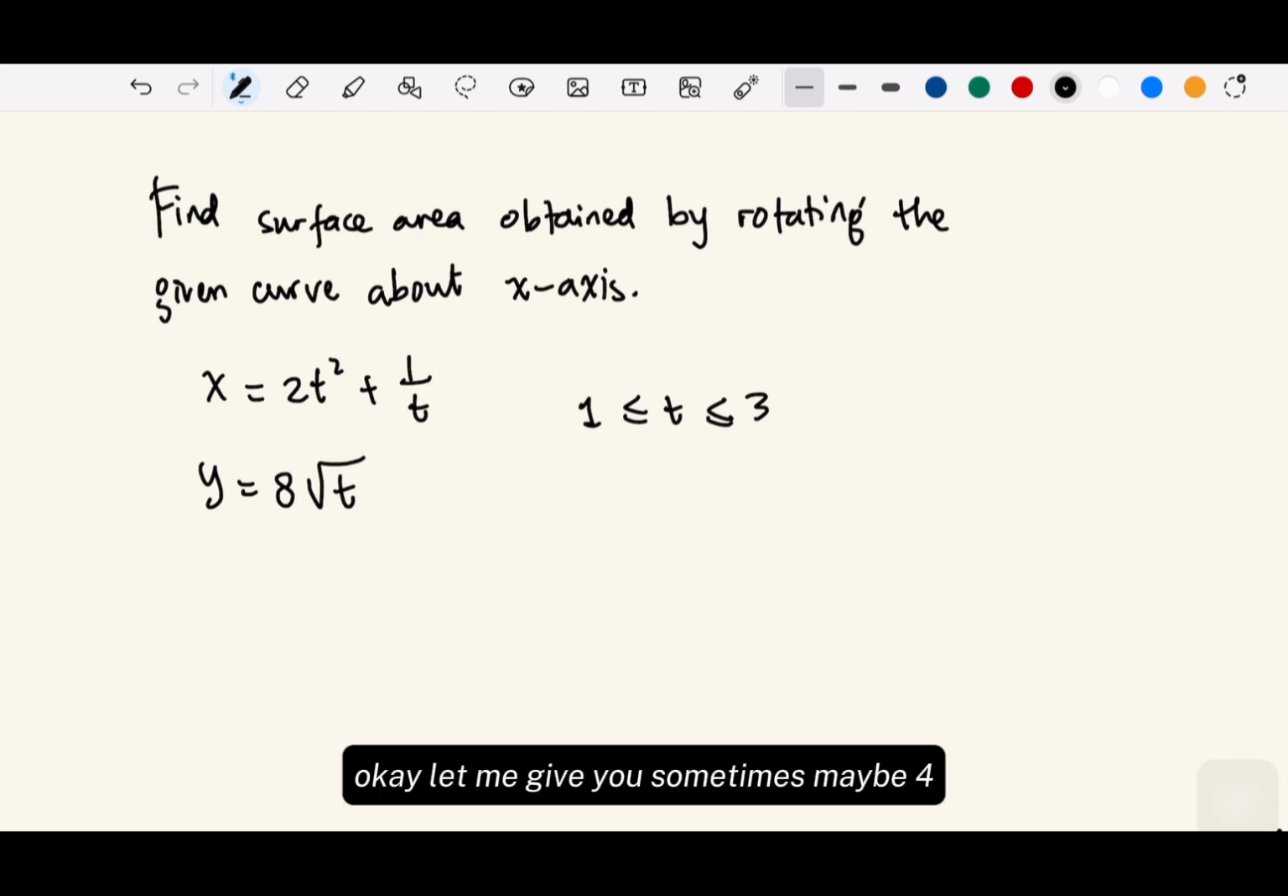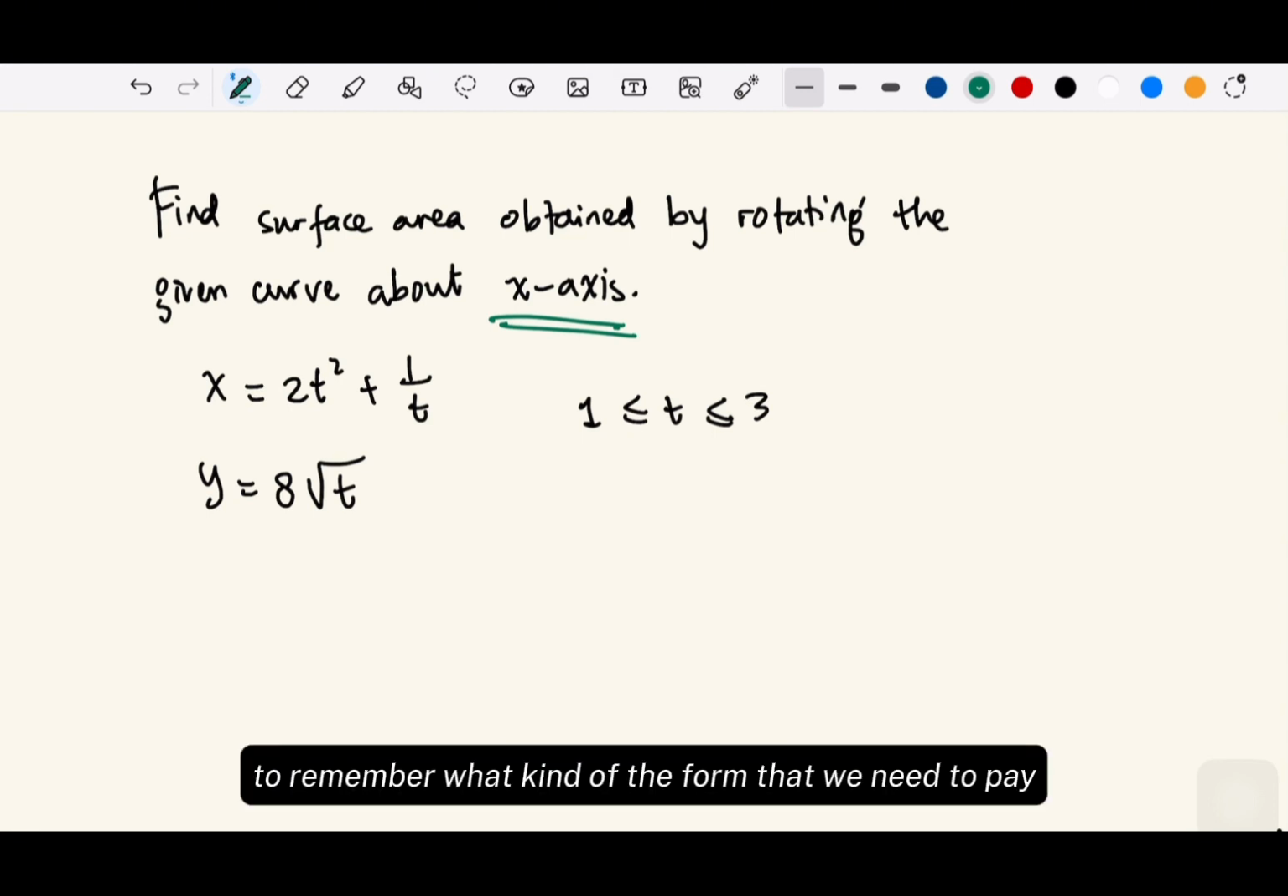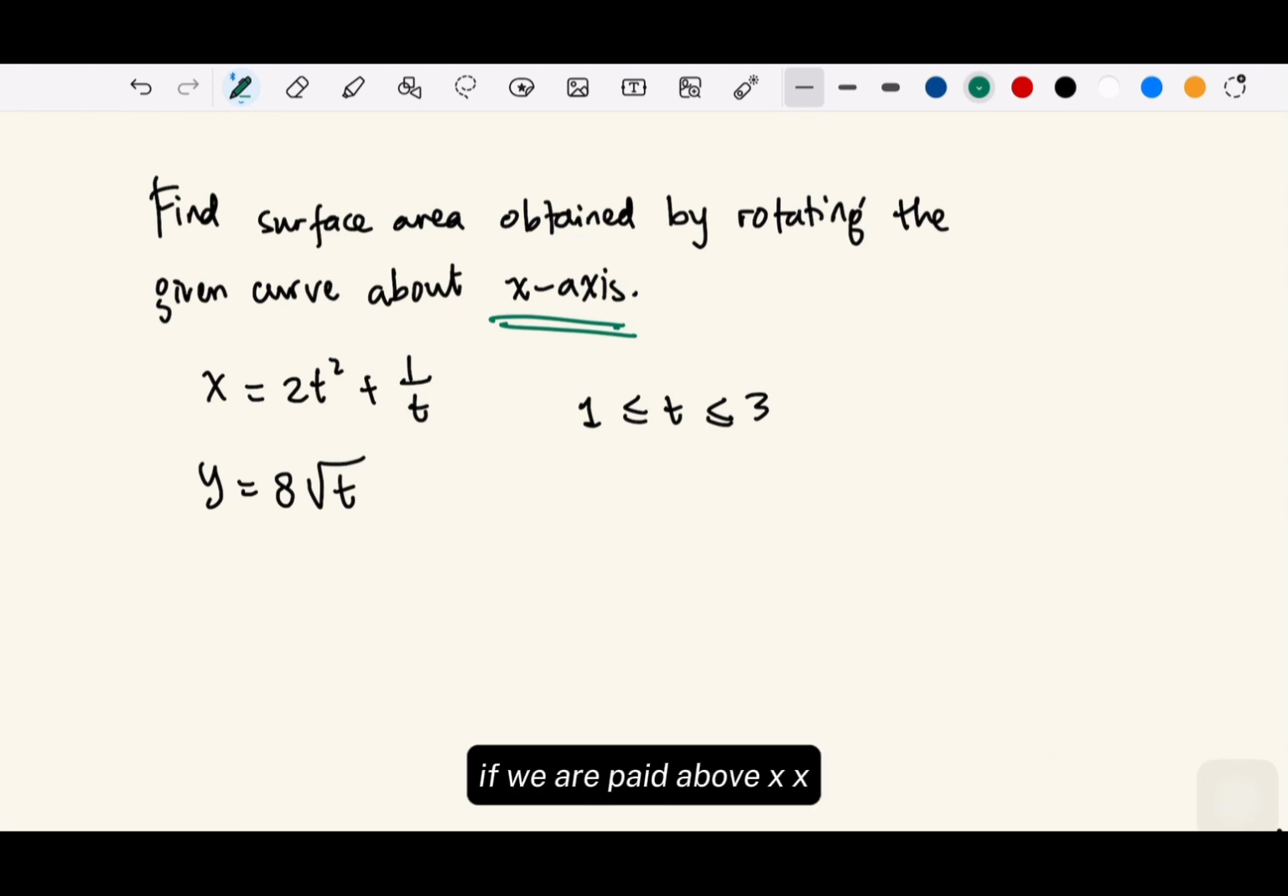Okay, let me give you maybe 4 or 5 minutes to try this one. So the keywords here are surface area, and then rotate about the x-axis. So you need to remember what kind of form we need to take if we rotate about the x-axis. Is it 2 pi y or 2 pi x? That's your choice.